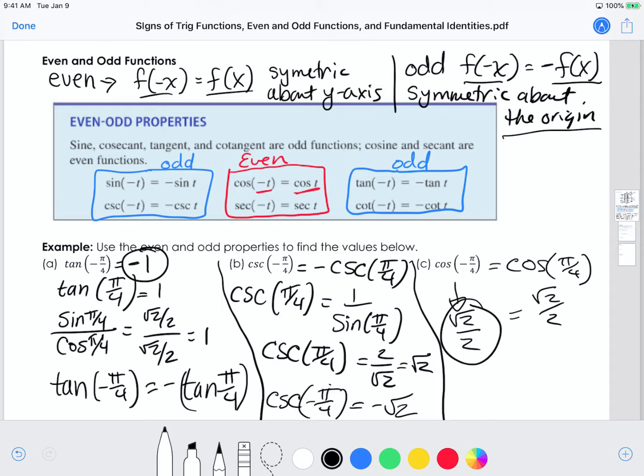So for even functions, you're going to get the same output whether you plug in a negative angle or a positive angle. So if I plug in negative 30 degrees or positive 30 degrees for cosine and secant, I'm going to get the same value back. But for odd functions, if I switch the sign of my angle, I'm going to switch the sign of my output as well.